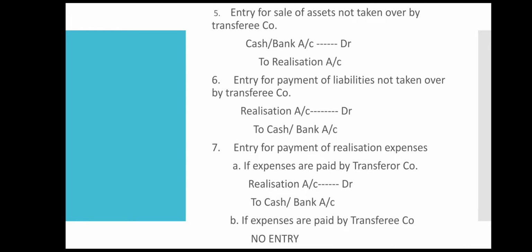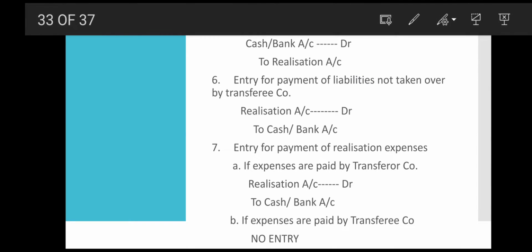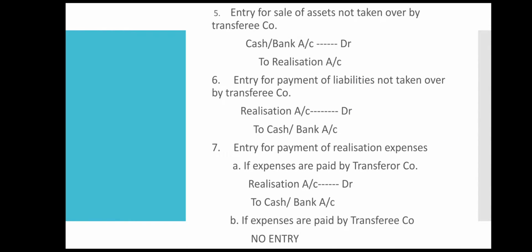So cash or bank account debit to realization account. That means you are selling that asset. It is not taken over by transferee company. So when you sell the asset, cash will come into the business. So cash or bank account is debited and it will be credited to realization account. I hope you have understood this.